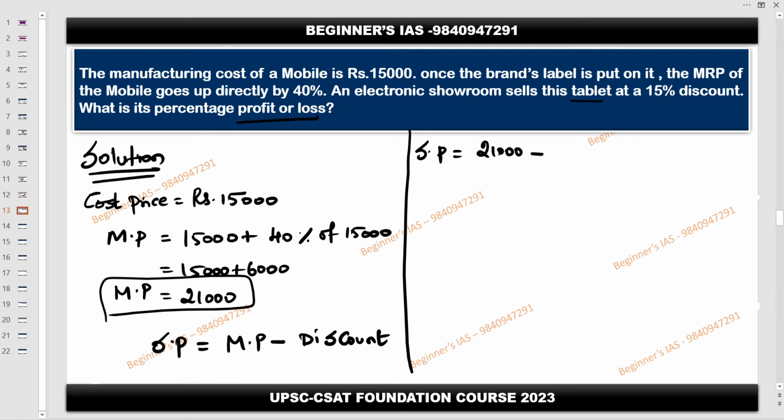So 10% is 2,100. 5% is 1,050. So 3,150. Yeah, 3,150. Then subtract. 3,000 means 1800, and 150 means 17850, isn't it?